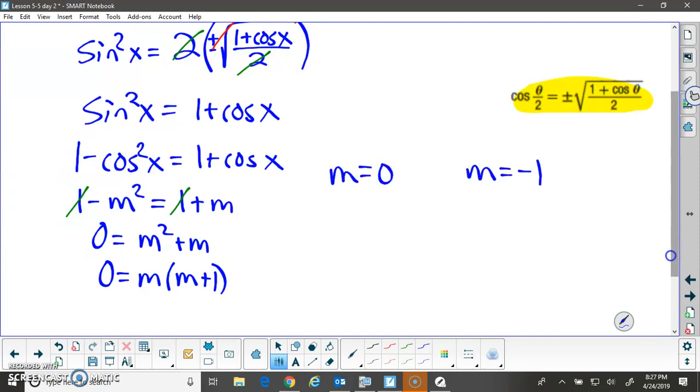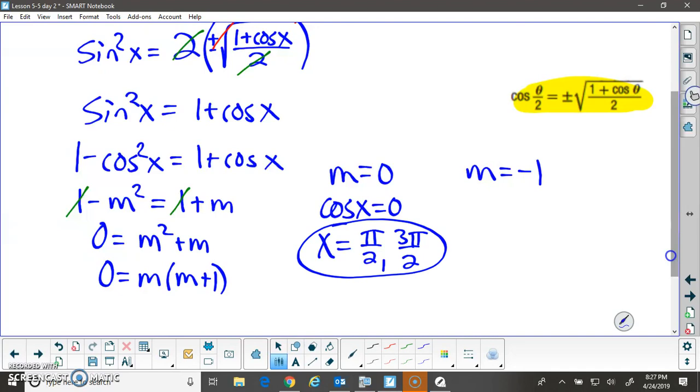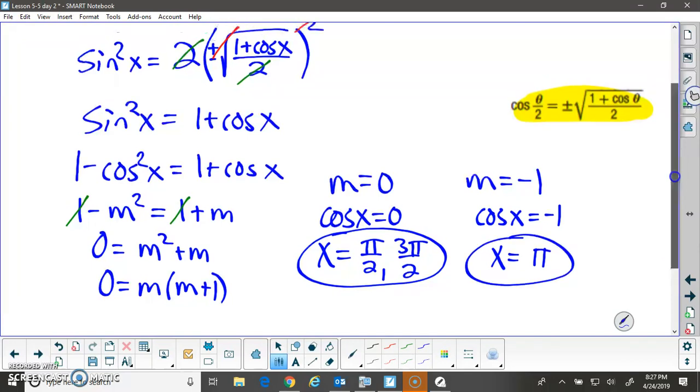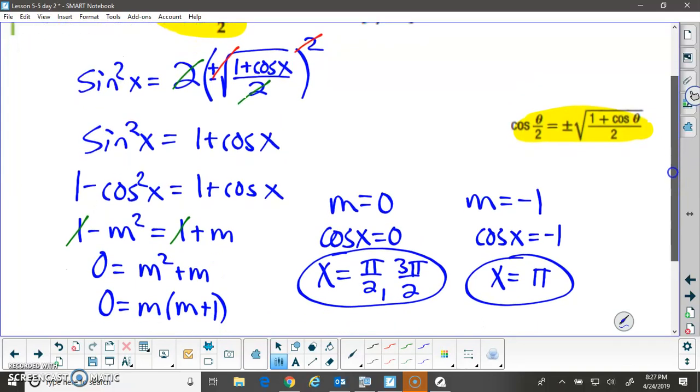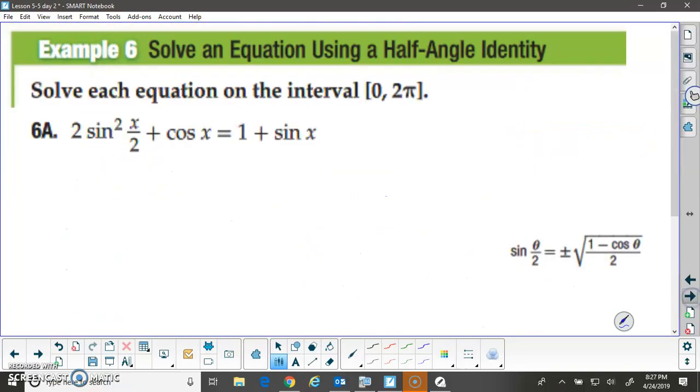Well, instead of m's, we're working with cosines. So cosine of x equals 0, which means 2 of my answers would be pi over 2 and 3 pi over 2. And since cosine of x would equal negative 1, we'd have an additional answer at pi. So this is solving a trig equation using a half-angle formula. Let's do one more problem like this.